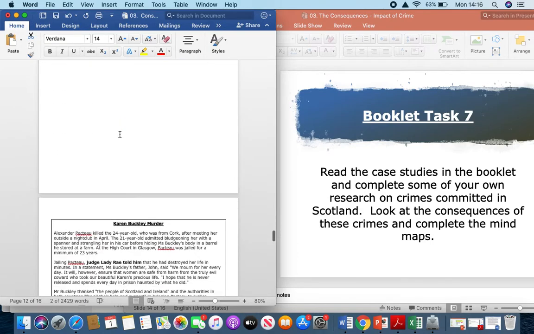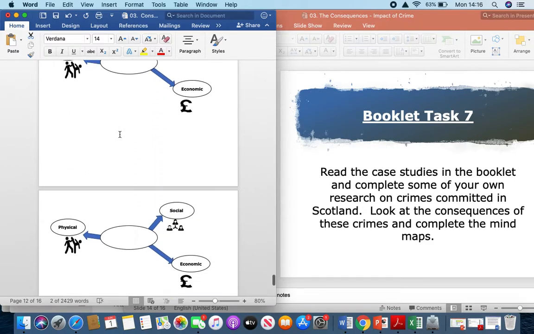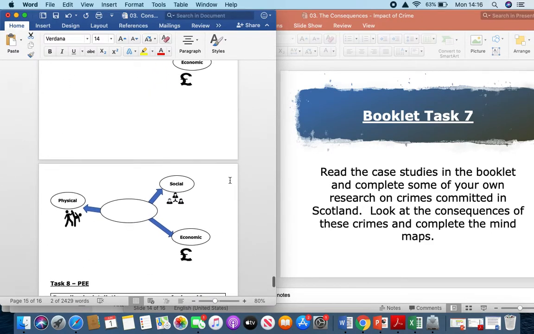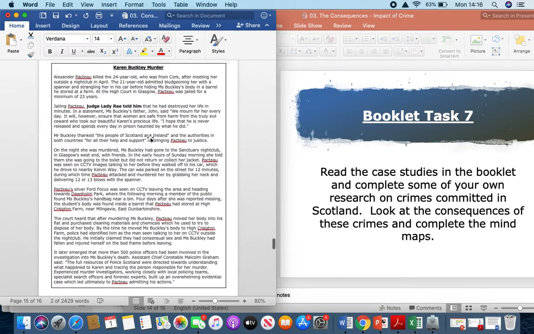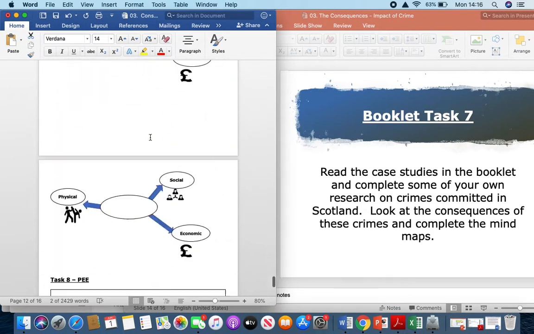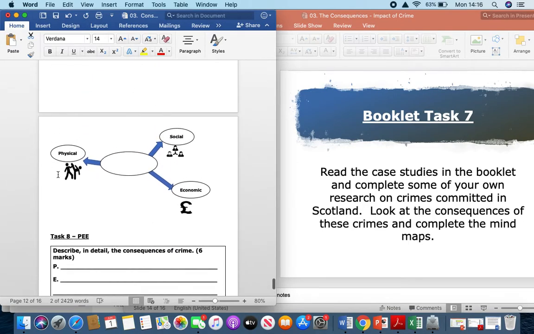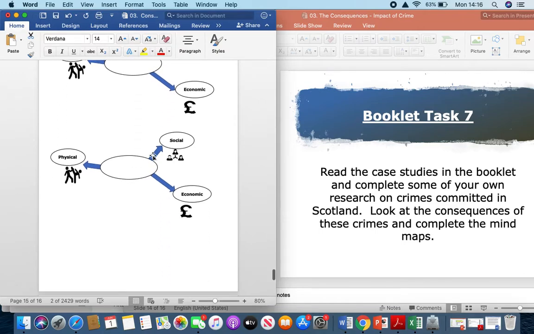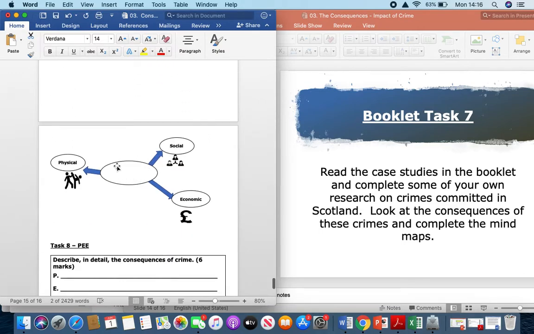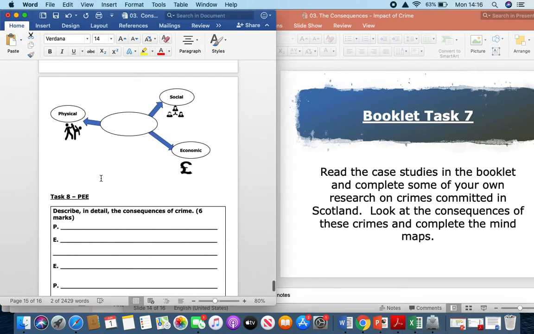And then I want you to do one of your own. So I want you to find your own case study, maybe something that's happened to somebody, and then do another mind map of one that you've found. So I'm giving you number 1, number 2, number 3. I want you to find, it could be a victim, it could be a person who's committed a crime, it could be a community. It could be an overall impact, like all of Scotland, what's happened and stuff like that. And then task 8.